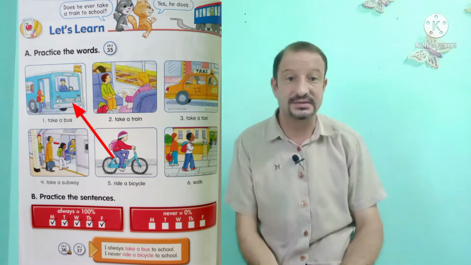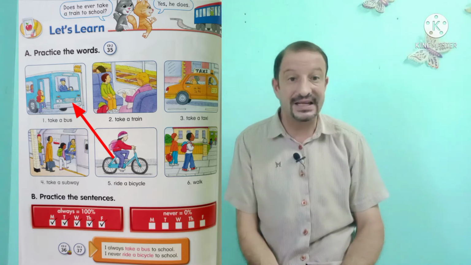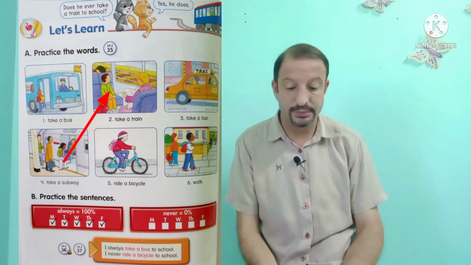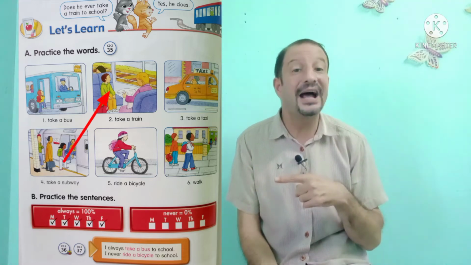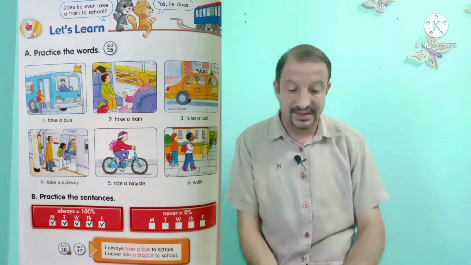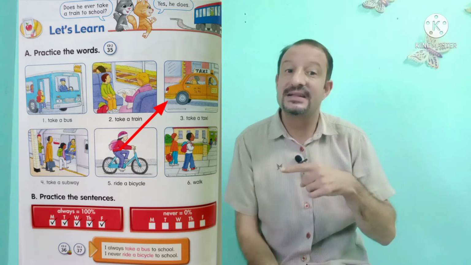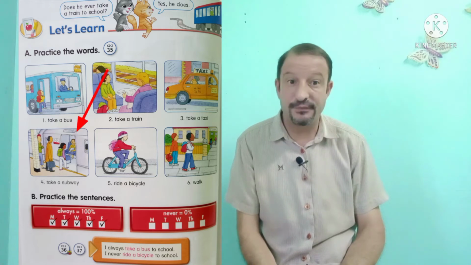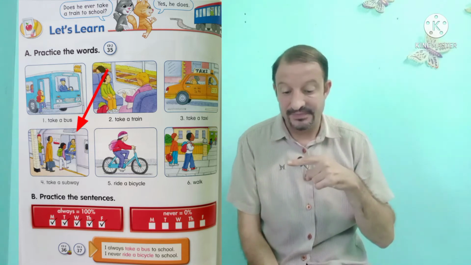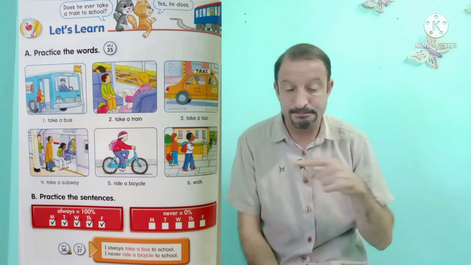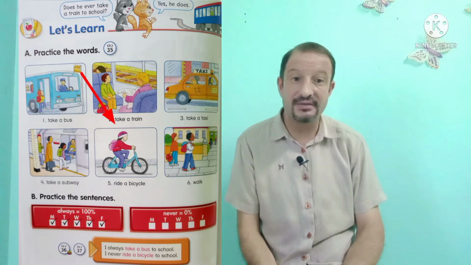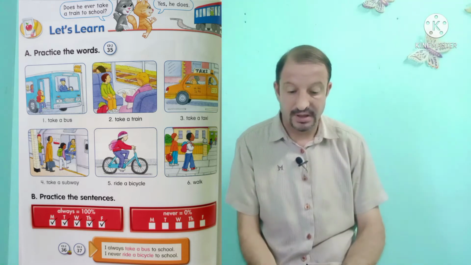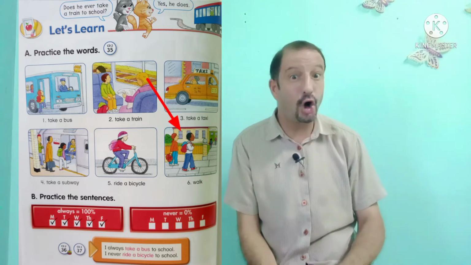So, number one, take a bus. Number two, take a train. Number three, take a taxi. Number four, take a subway. Number five, ride a bicycle. Number six, walk.